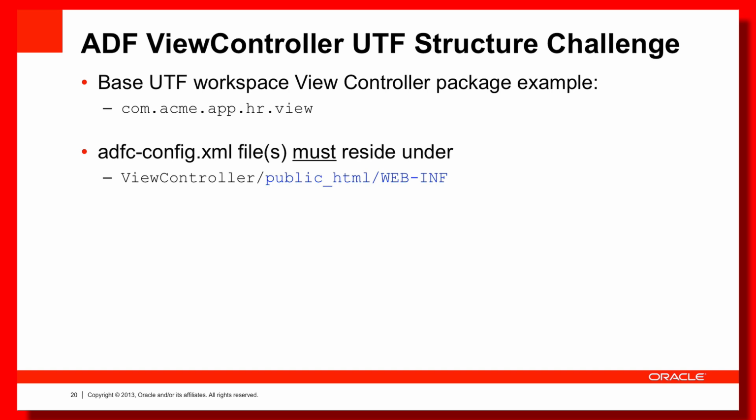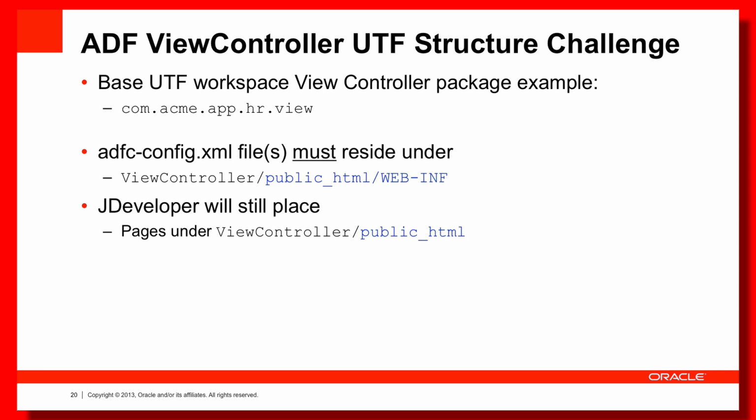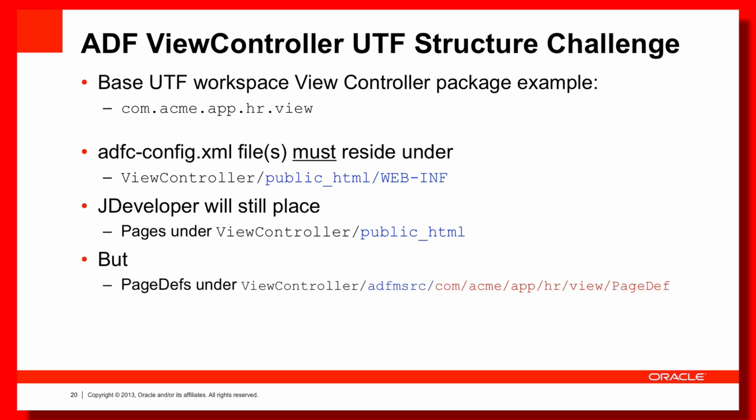With bounded task flows, they certainly go under ViewController public HTML web inf, but they can go in under any subdirectory underneath that. But with your ADFC config XML files, they must reside in the ViewController public HTML web inf base directory. Now, even with that in mind, if you create pages for the unbounded task flow, typically they will be placed by JDeveloper under the ViewController public HTML directory, but the page defs will be placed under, very similar to previous, under ViewController ADFM source com acme app hr view page def. In addition, your beans will be placed under ViewController source com acme app hr view.